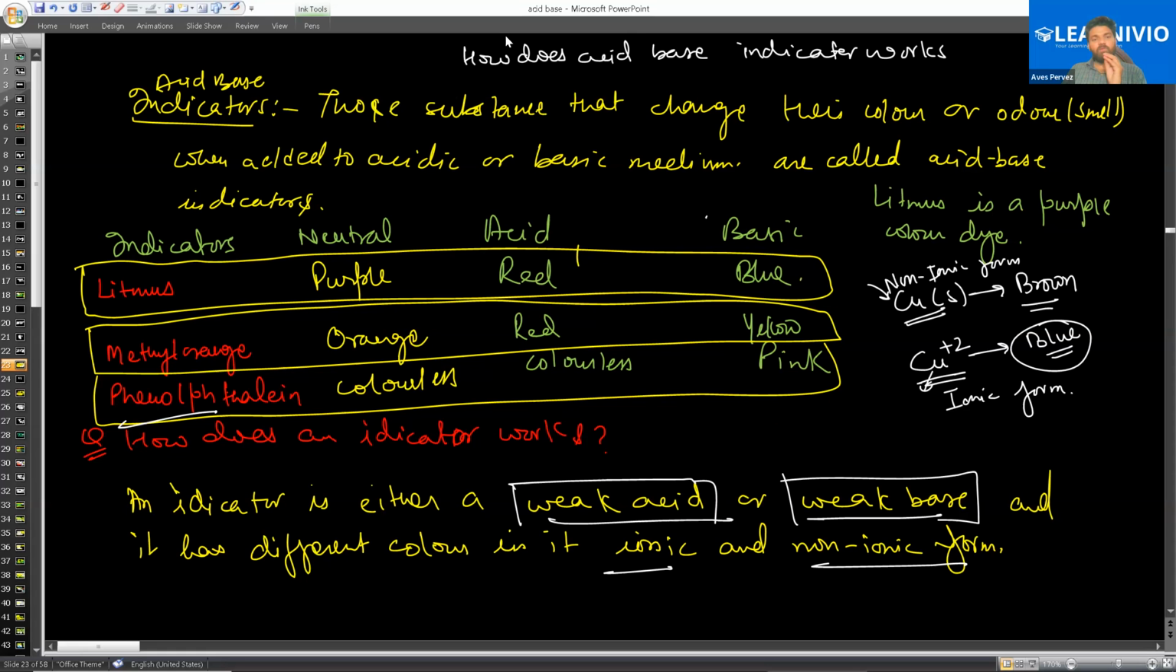So what are indicators? Indicators are those substances that change their color, smell, or odor when added to acidic or basic medium. Try to memorize this because it is very important. Litmus paper is purple in neutral, red in acidic medium, and blue in basic medium. Methyl orange is orange, then red in acidic medium, and yellow in basic medium. Phenolphthalein is colorless in neutral and acidic medium, and pink in basic medium. Try to memorize it fast.